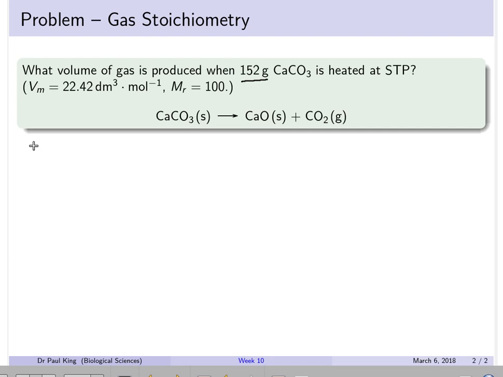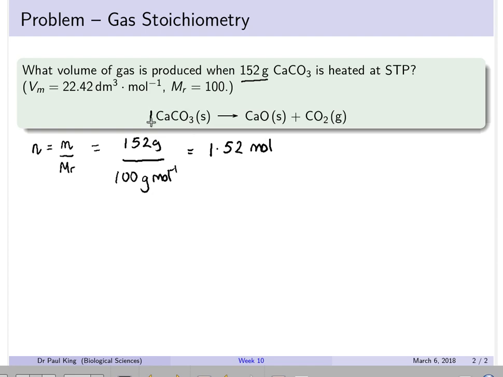And we know that we can work out the number of moles as given by the mass divided by the molar mass. And in this case, the mass is 152 grams. And the molar mass, we're told, is 100 grams per mole, which means that the number of moles of calcium carbonate that we have is 1.52 moles.